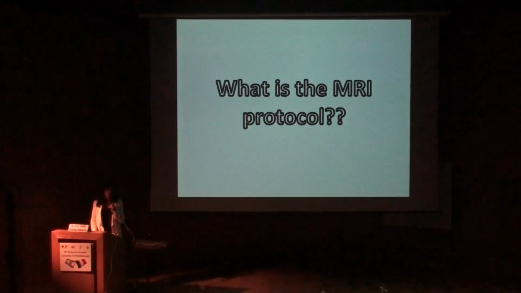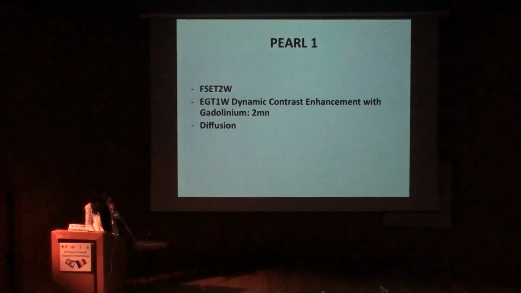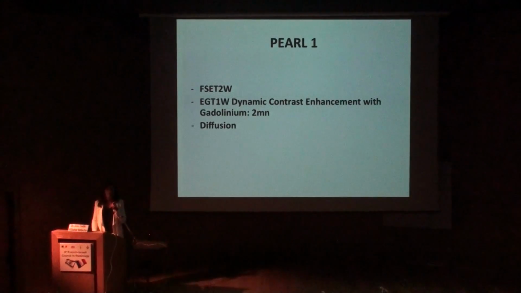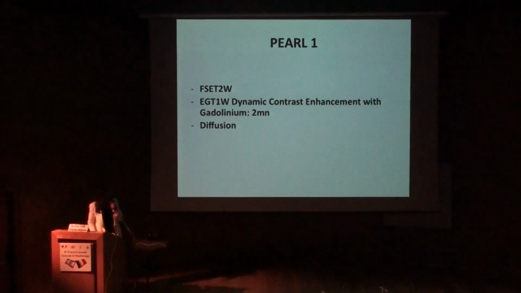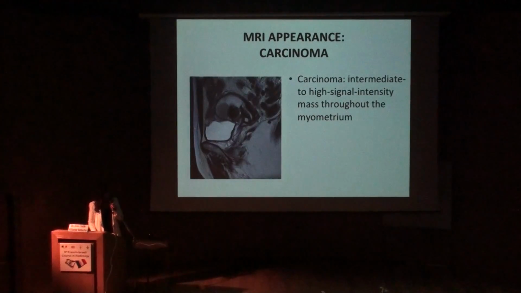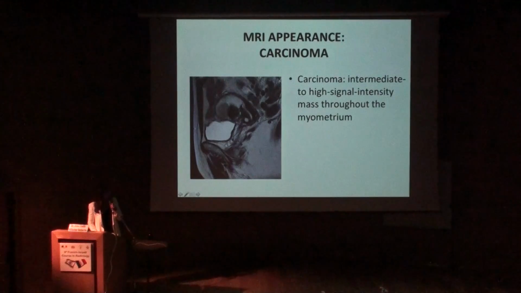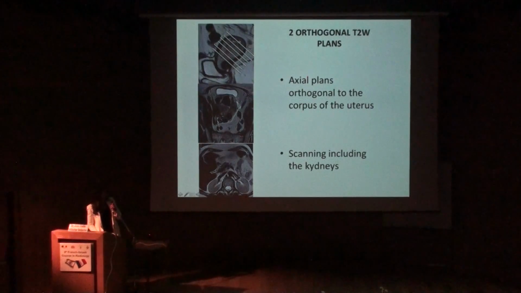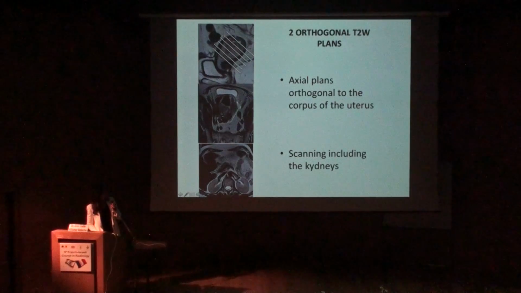And the other question is, what is the MRI protocol? Of course, the first sequence that you will do is T2. The other sequences, which will be very important for this endometrial carcinoma, will be gadolinium enhancement and diffusion. Here you have an example of an endometrial lesion, and to set the sequences, you have to put them orthogonal not to the cervix, of course, but to the corpus, the body of the uterus.